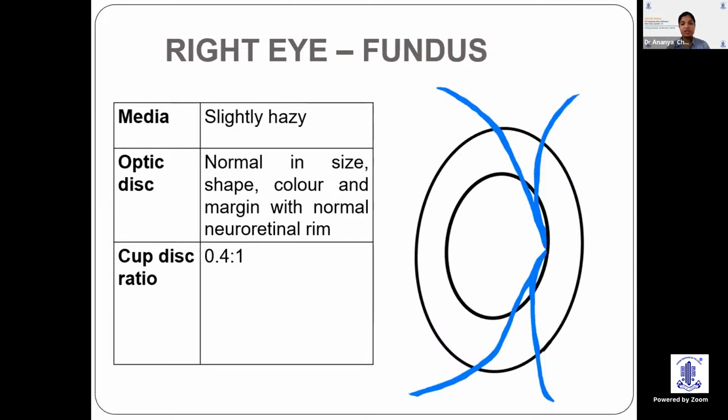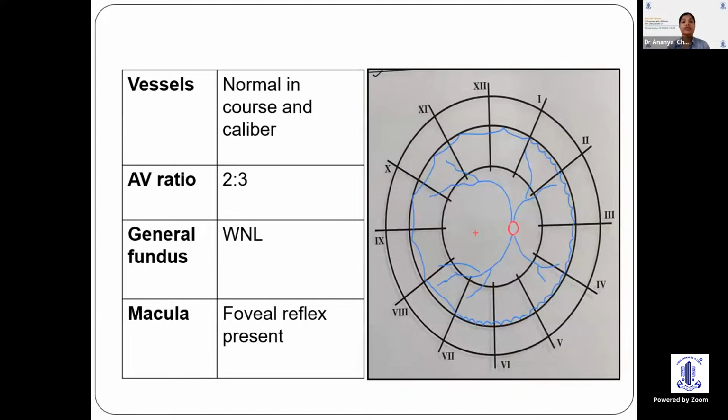Right eye fundus evaluation. Media was slightly hazy. Optic disc normal in size, shape, color and margin with normal neuroretinal rim. Cup disc ratio was 0.4:1. Vessels were normal in course and caliber with AV ratio of 2:3. General fundus was within normal limit. Foveal reflex was present in the macula.